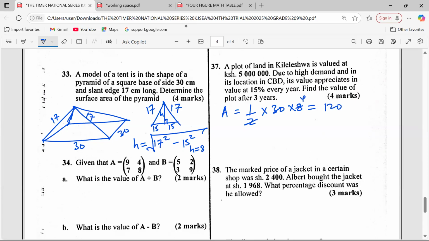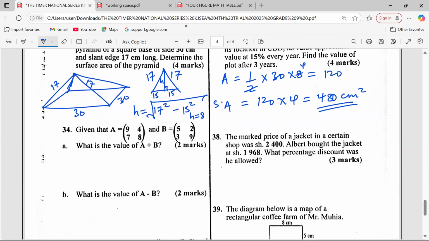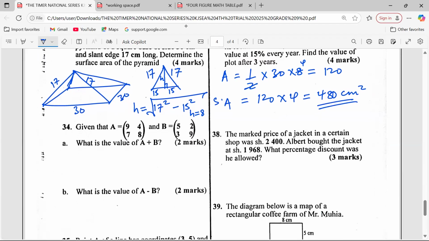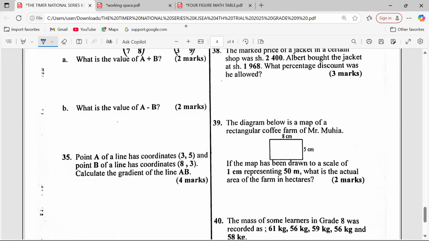Then now there are 4, because it's a pyramid, there are 4. So the total surface area shall be 120 times 4 of them. And this is going to give us 480 square centimeters. All right, number 34. Let's check number 34 now.